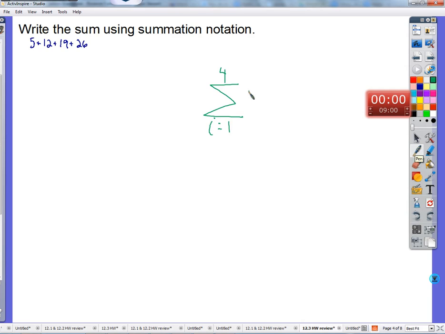So then we need to write some kind of a rule here that will make that sequence, make that series, make those 4 terms to add together. So that's our rule. When we plug in 1, we need to get 5. When we plug in 2, we need to get 12.